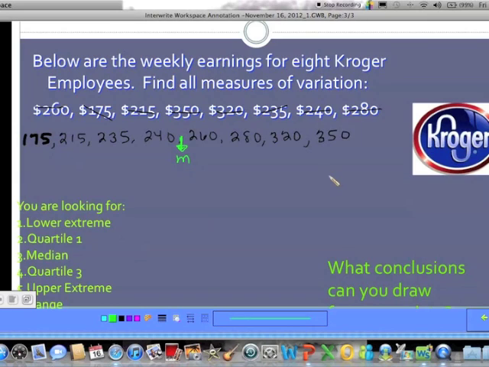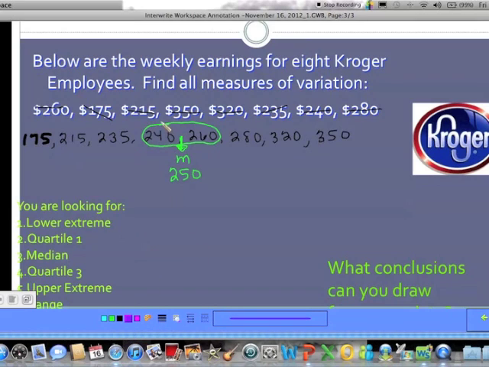All right, now when you have 2 middle numbers, the 240 and the 260, these 2 numbers here are my middle numbers. I have to find the average. So you do 260 plus 240 and then divide by 2. Now, I know that in between 240 and 260 is actually 250. So my median is 250.